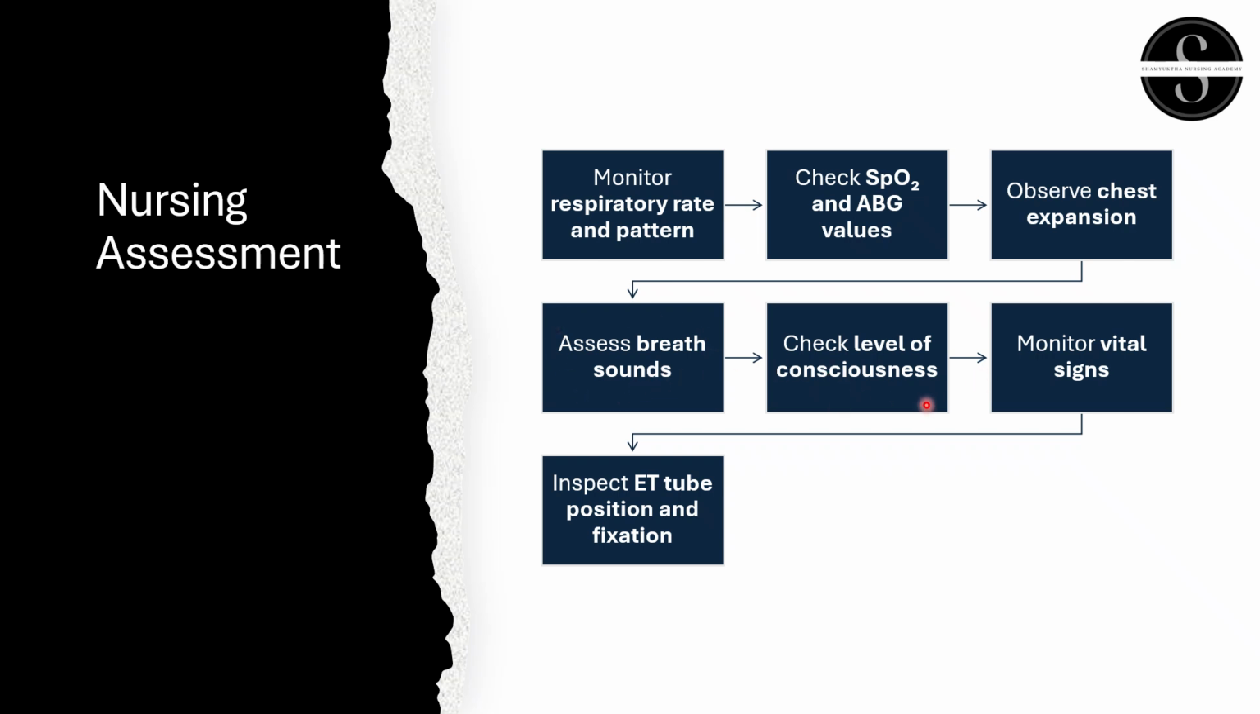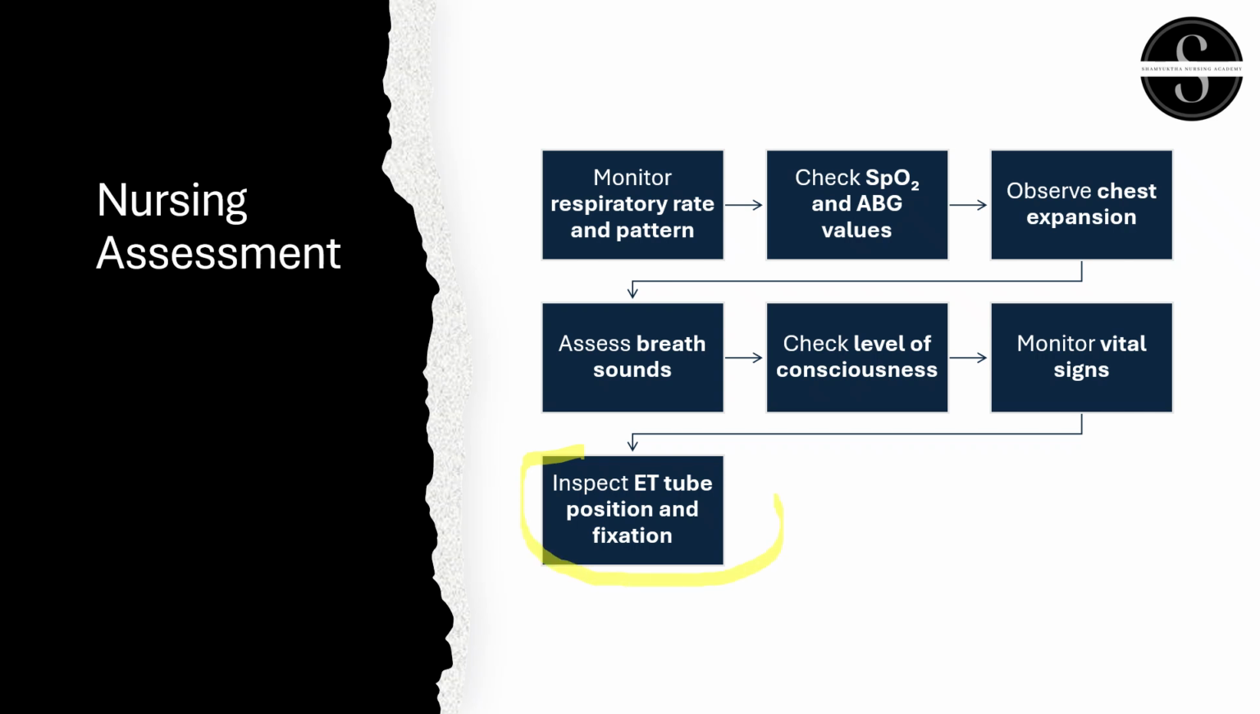Then check the level of consciousness. So in between we have to check whether the patient is taking any spontaneous breath or not. You have to check the conscious level. If the patient is conscious and the ABG values are all okay, you will then plan for the patient's extubation. Monitor vital parameters again and inspect the ET tube for position and fixation. Very important point.